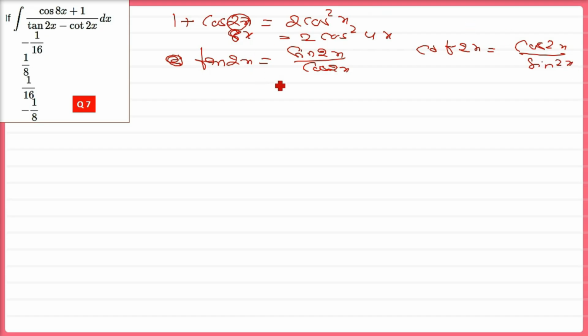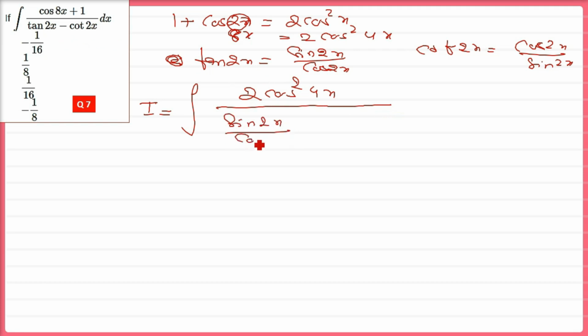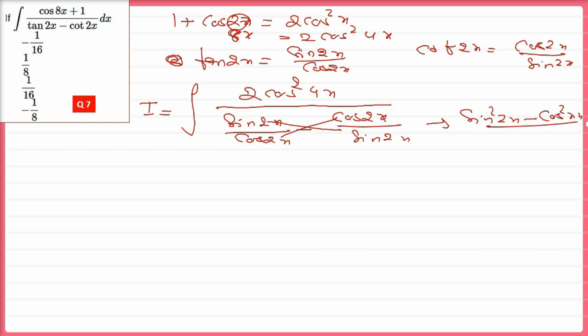Now, this tan 2x minus cot 2x can be written how? The numerator can be replaced by 2 cos square 4x. I just showed you, 1 plus cos 8x has taken this shape. The denominator is sin 2x divided by cos 2x minus cos 2x divided by sin 2x. So the denominator will be sin square 2x minus cos square 2x, over sin 2x cos 2x.